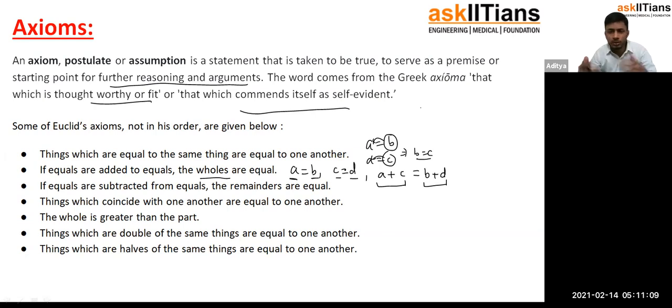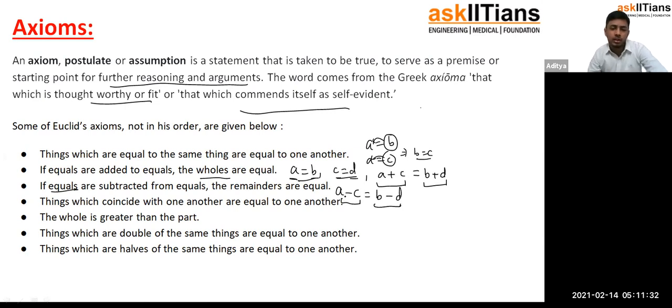The whole portion basically. If equals are subtracted from equals, the remainders are equal. So it means if A equal to B, C equal to D, so these are the equals that it is talking about. Algebraically, we can say now, if equals are subtracted from equals, then these remainders or the differences would be equal. So that is also very obvious.